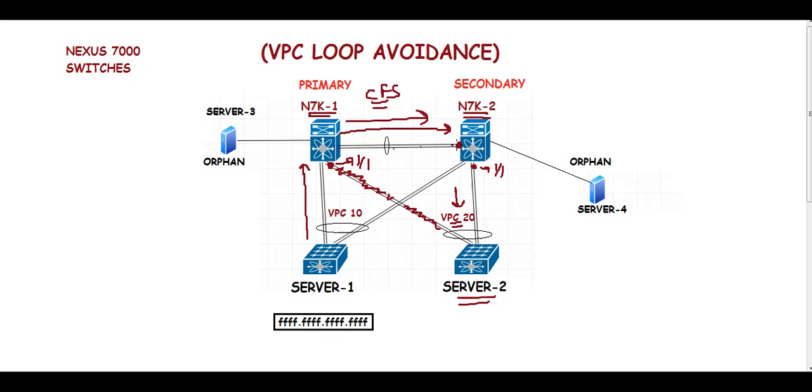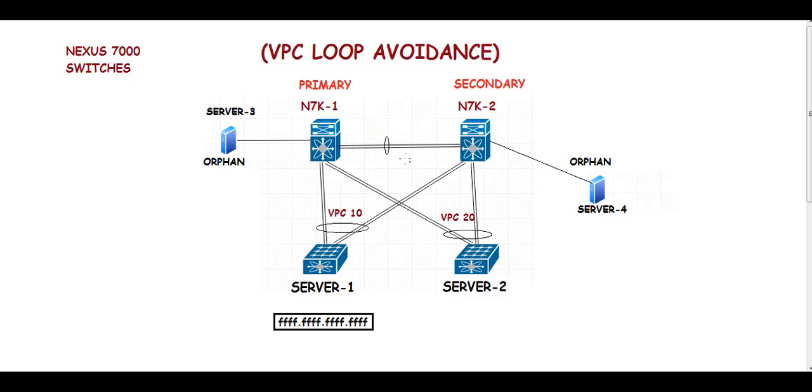N7K2 already knows that the N7K1 1/1 link, which is part of VPC 20 and connected to server 2, is down. That is why N7K1 is sending that traffic to me. So in that case, I can allow that traffic to server 2 or to the VPC member port. Okay. So this is how the VPC loop avoidance mechanism works.